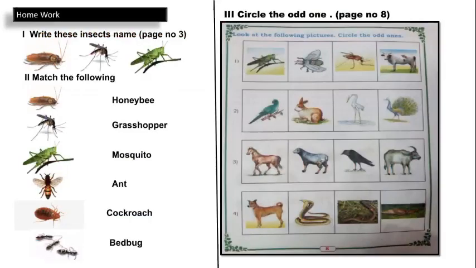So children, I hope you understood this introduction of animals. What are those? Walking animals, hopping animals, swimming animals, flying animals, etc.